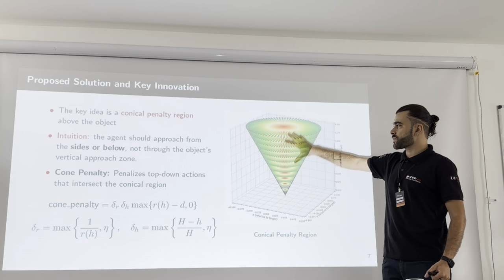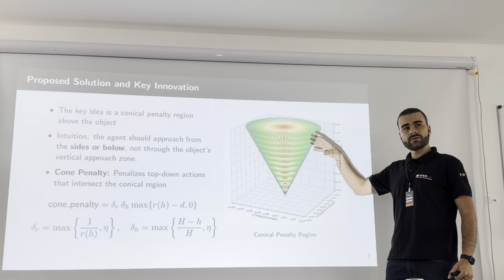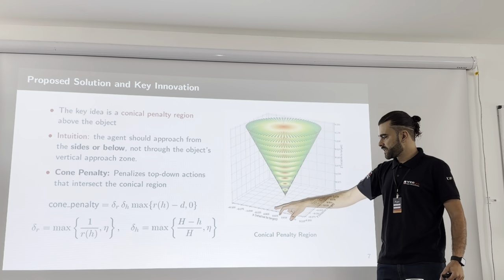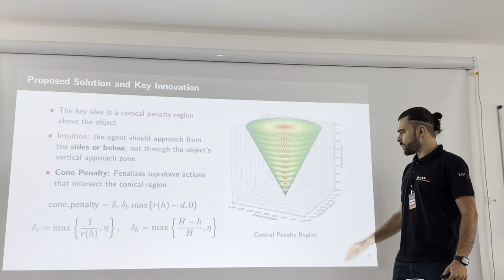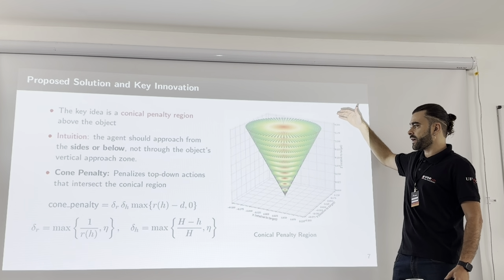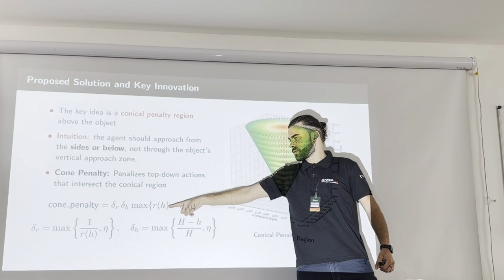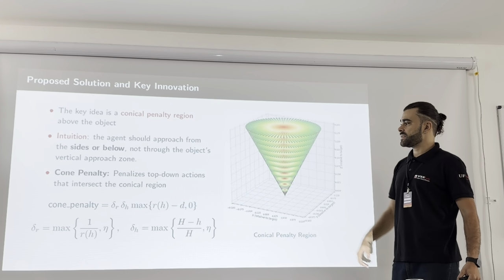So this region is positioned right above the target. So this is the position relative to the object. So we are at the origin. We define a height, capital H. We have the radius at height, lowercase h.